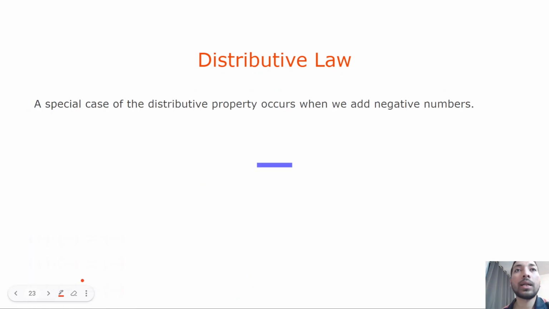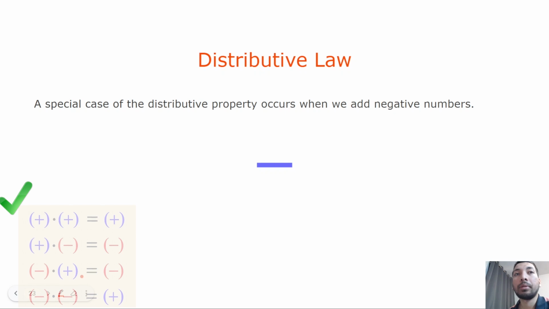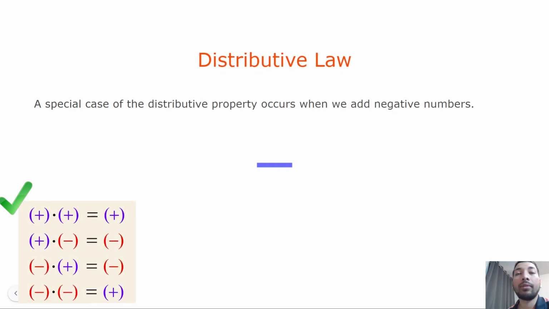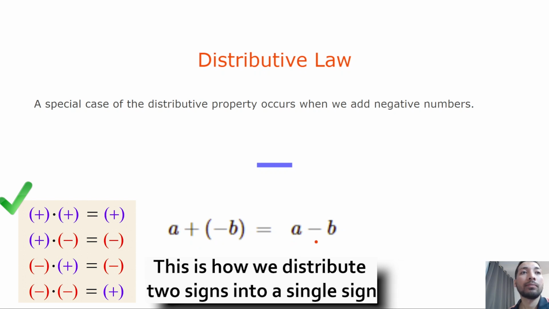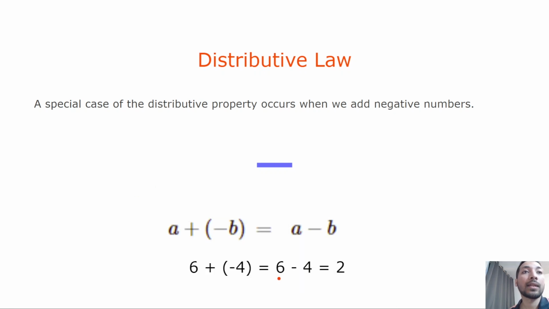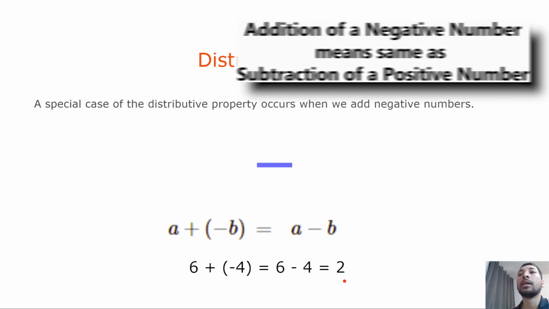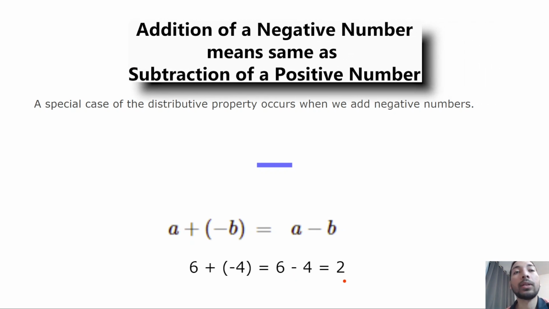Now we can also apply a special case of the distributive property when the addition of a negative number is changed into subtraction. Over here we can see that we are adding a negative number, but we can distribute this sign and get a subtraction. So for example, if we add 6 plus negative 4, we can write this as 6 subtract 4, which ultimately gives 2 as the answer. So keep in mind moving forward so you can apply that in the practice problems.